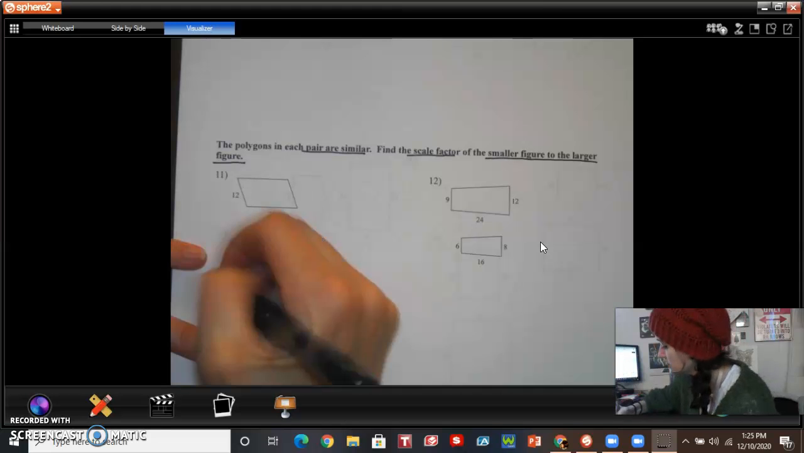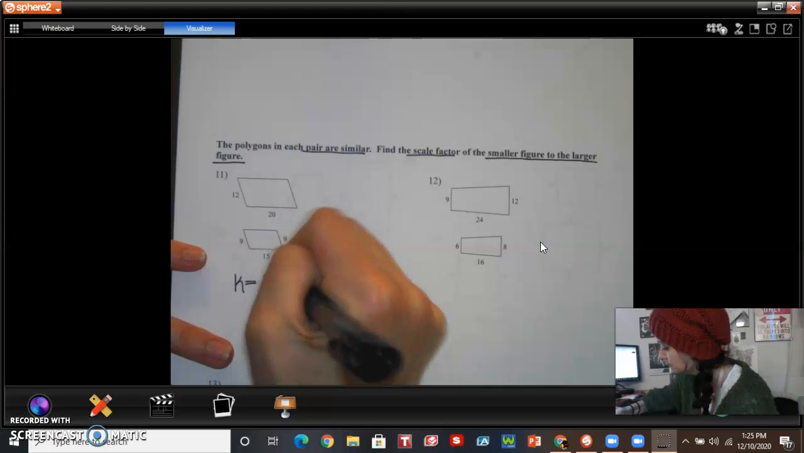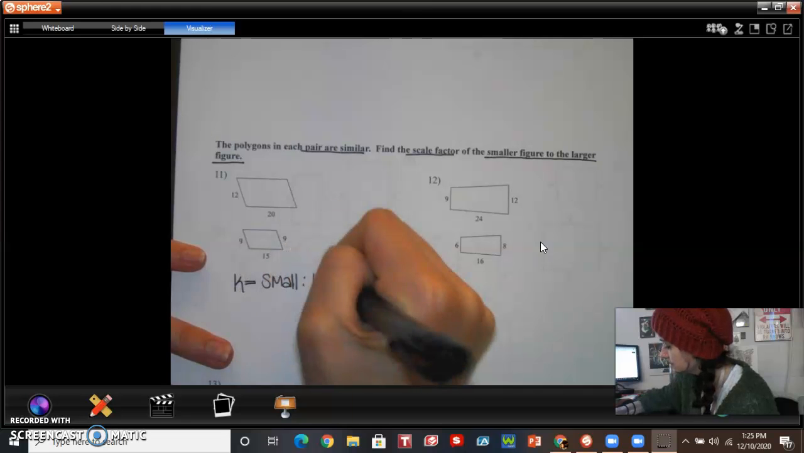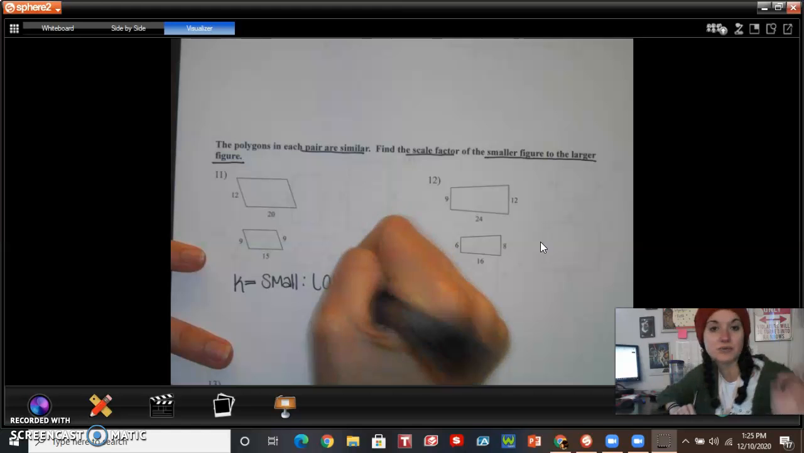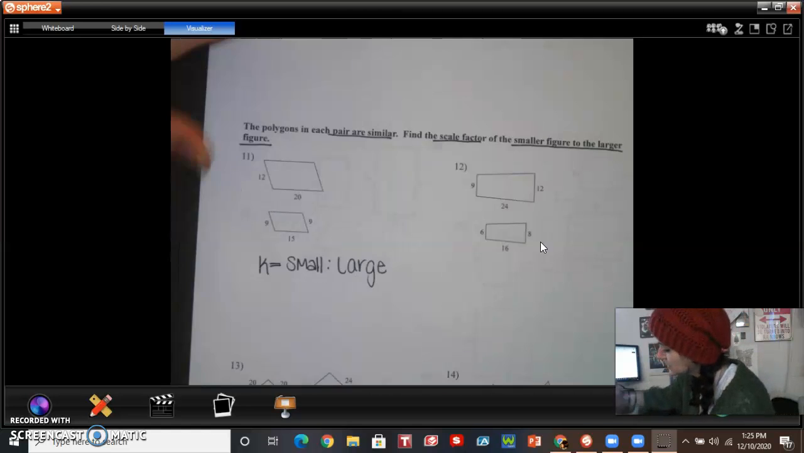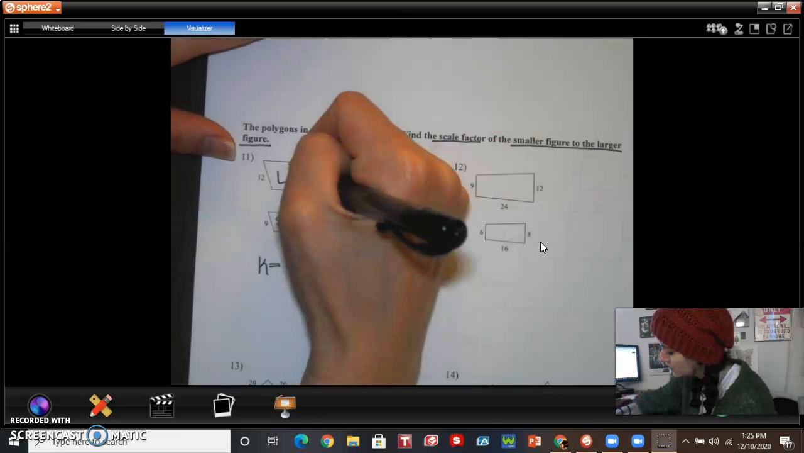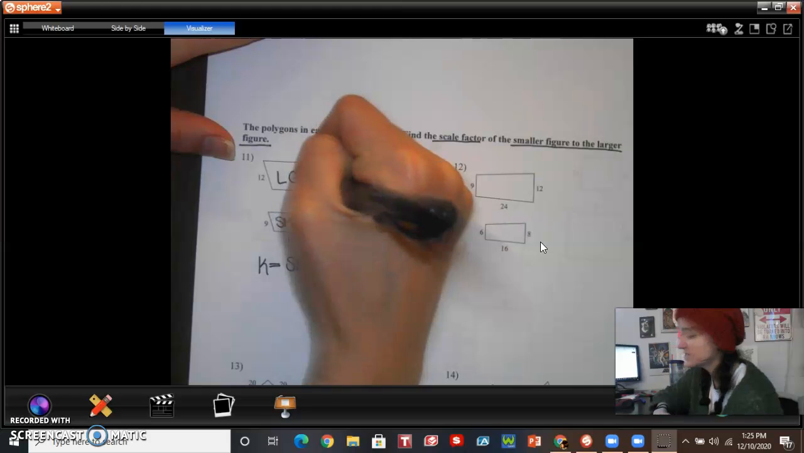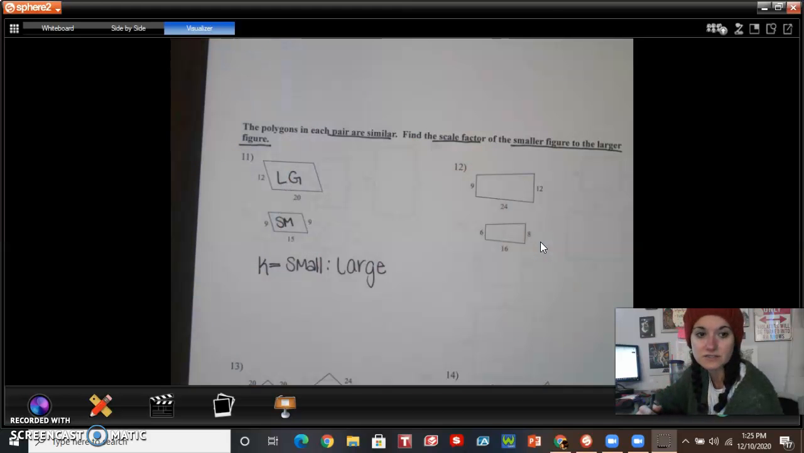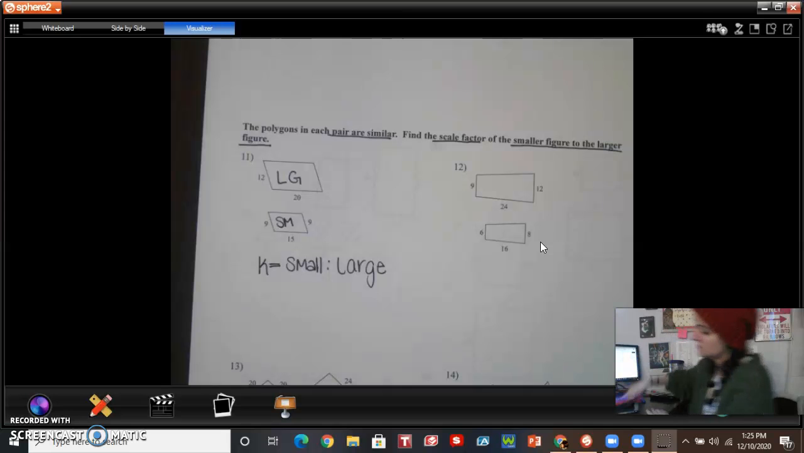Okay, so my smallest figure is this one, and this is my large figure. And what we want to do is find a set of corresponding sides. Corresponding means in the same position. For example, on our large one, we know that this is 12. And we want to say, who does 12 correspond with in the small? Well, it corresponds with 9. So we could use those to find our scale factor.